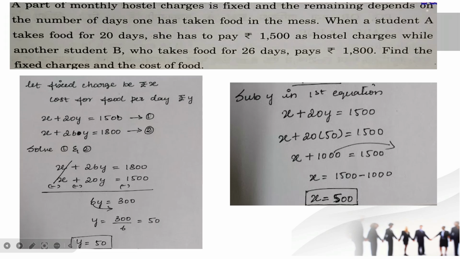So you substitute this in the first or second equation in order to find the fixed charges for that hostel. I am taking the first equation. Instead of Y I substituted 50. So X plus 20 into 50 is 1000. 2 5s are 10, those two zeros I wrote. Equal to 1500. 1000 when it goes that side, subtraction. X equal to 1500 minus 1000. So X equal to 500. You just write fixed charges 500 rupees. Cost of food per day 50 rupees. Like that you write it.